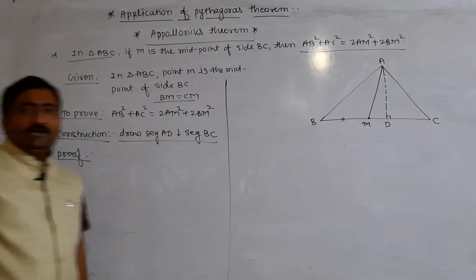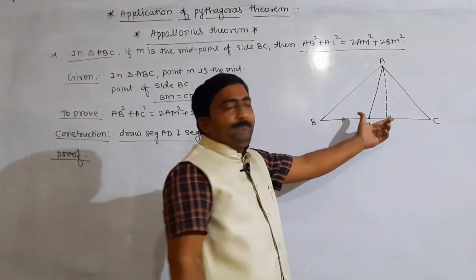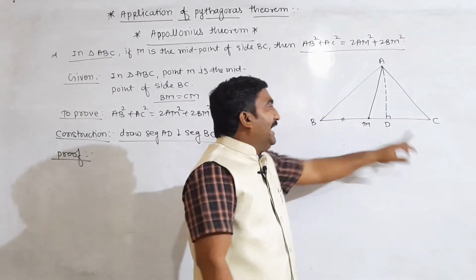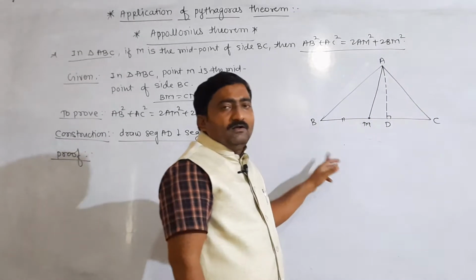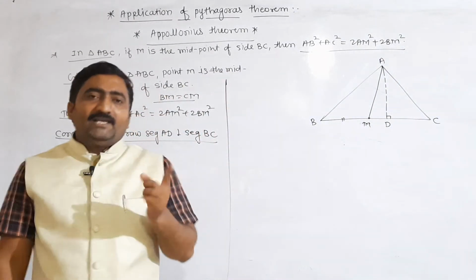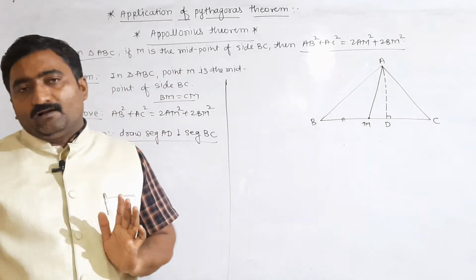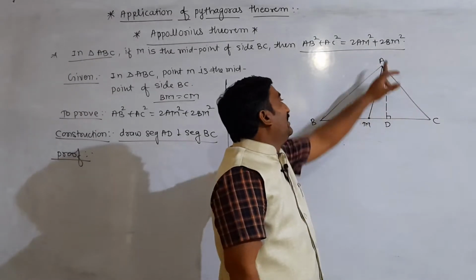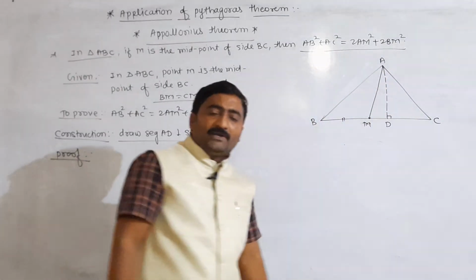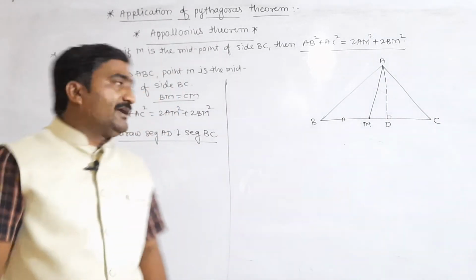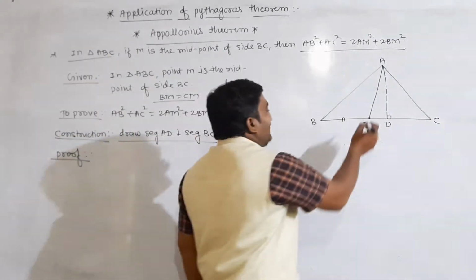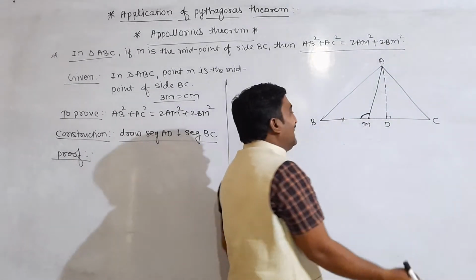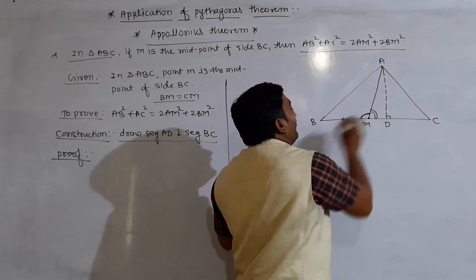So remember that when AM is not perpendicular to BC, then out of the angles AMC and AMB, one is an acute angle and one is an obtuse angle. Remember that angle AMB is an obtuse angle and this other angle is an acute angle.